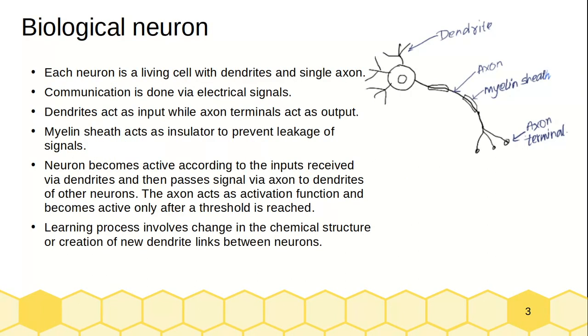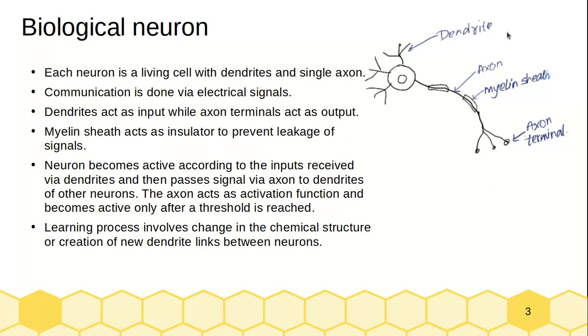So before moving into artificial neural networks, let's discuss the biological neural networks as they inspire the artificial neural network. On the right side you can see a basic picture of a neuron, and it consists of dendrites, a single axon, and a bunch of axon terminals. So dendrites will be in a large number, whereas axon terminals will be in fewer number.